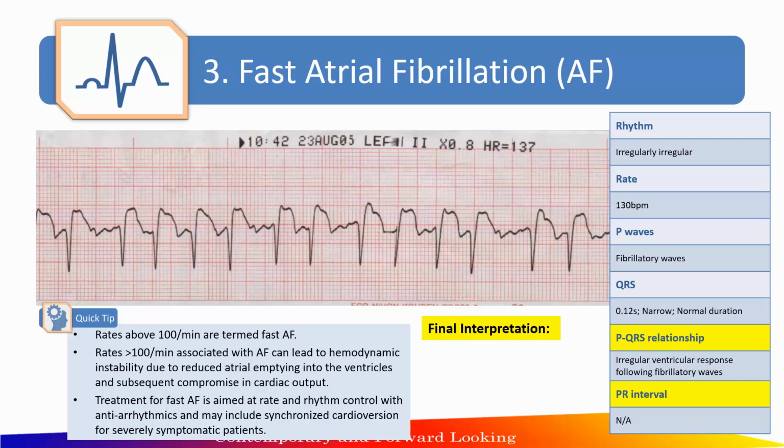Like before, we can exclude sinus because there are no true P waves present. Instead, the baseline is replaced by fibrillatory waves, which tells us this is indeed an atrial fibrillation. At a rate of 130 beats per minute, which is above 100 beats per minute, this is then regarded as uncontrolled AF or fast AF. Here is how a fast AF would look like on a cardiac monitor.